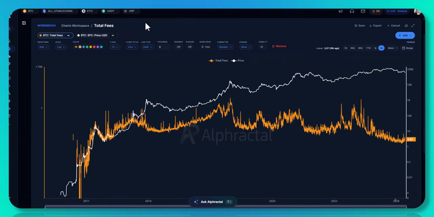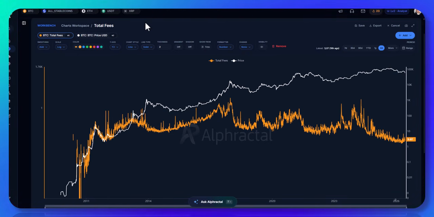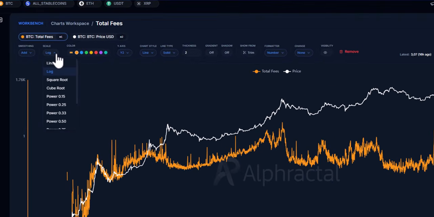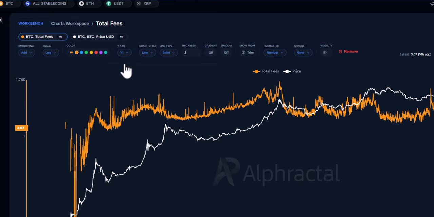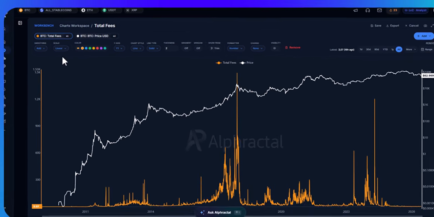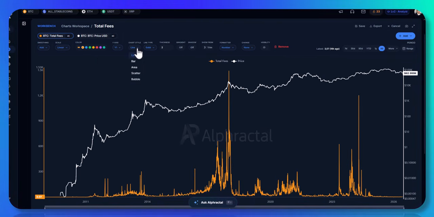Another important point is adjusting the axis. In some cases, a metric might look too small or too large relative to the price. So I can adjust the axis using a logarithmic scale, separate metrics onto different axes, or reorganize the view to make everything more readable. This is essential when comparing metrics with very different units.